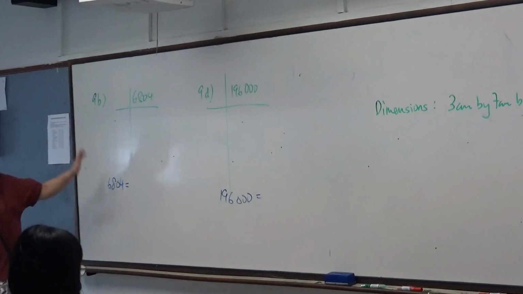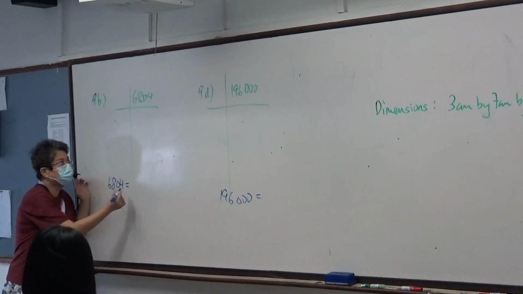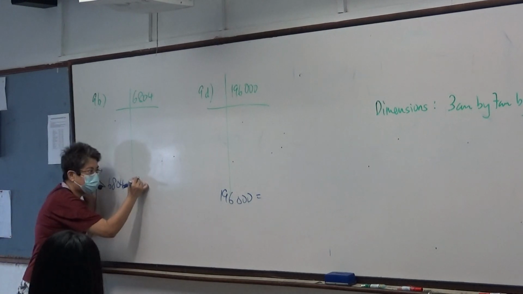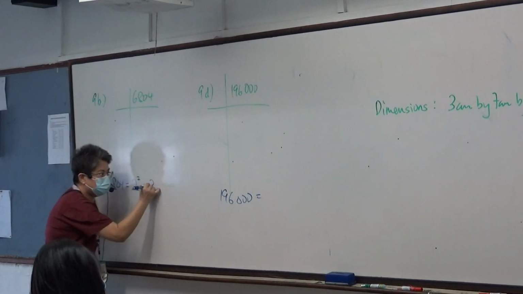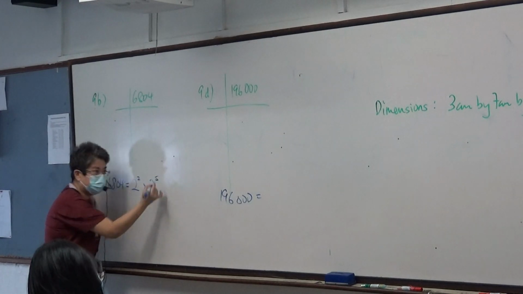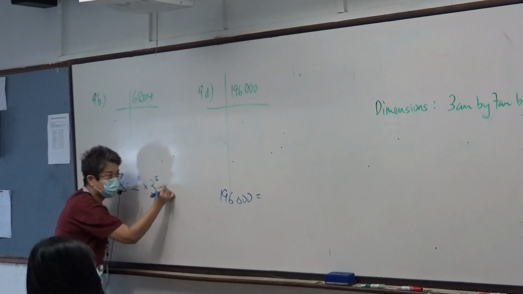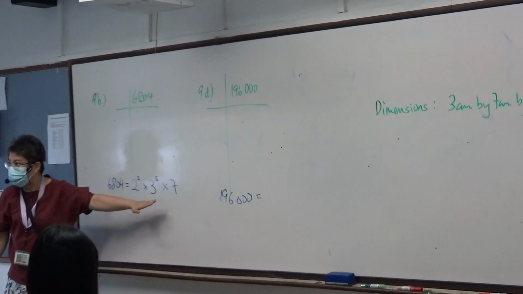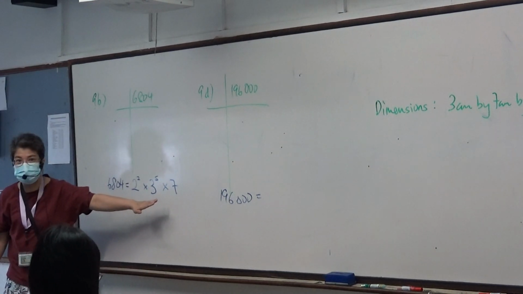I don't need the working out. Can you tell me what's the answer? 2 to the power of what? 2, okay, times 3 to the power of 5. Any more? Times what? 7. Is that all? Can you all get this answer? Can you understand how I put it into prime factorization?